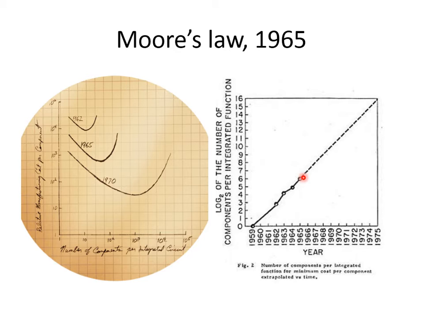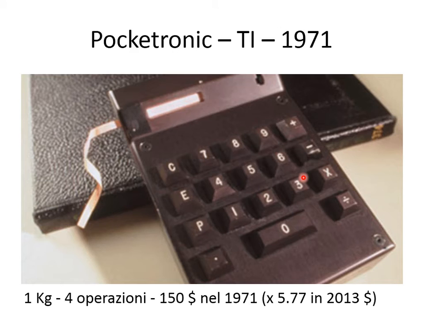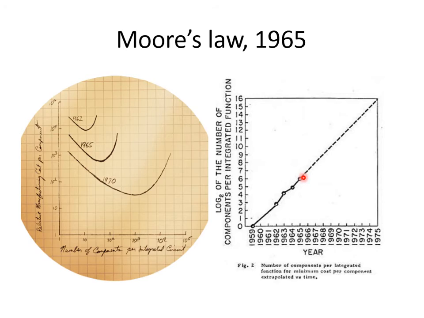And he had very, very few points. Okay? It was not a law at the time. Actually, what happened is that basically all the semiconductor industry followed this line. Okay, not exactly like this, because there were times in which the improvement was slower, and there were times when the improvement was faster. But pretty much followed this rule. Let's say the average was something like a doubling of the number of transistors every 18 months. Not every 12 months, but every 18 months.